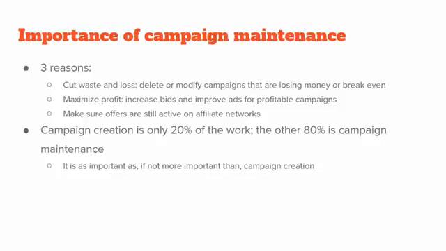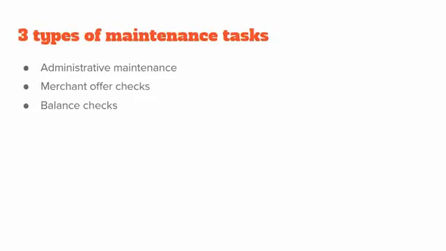Now, many people think that once you create a campaign, you're pretty much done with that campaign. But the reality is that creating a campaign is only 20% of the work. The other 80% is in campaign maintenance. In my opinion, it is as important, if not more important, than campaign creation. There are 3 types of maintenance tasks: administrative maintenance, merchant offer checks, and balance checks. Let's talk about each of them.